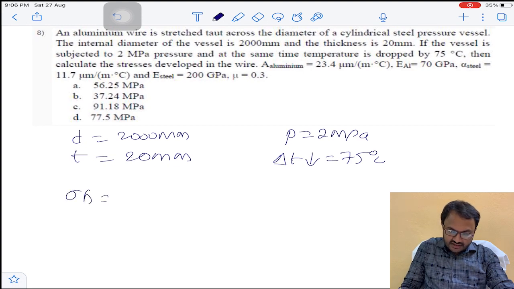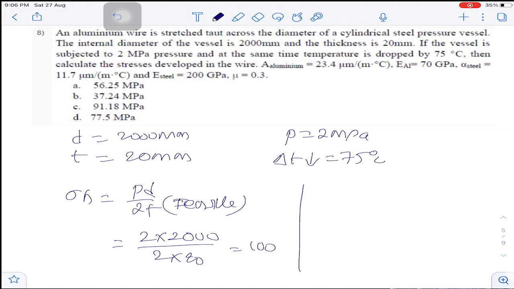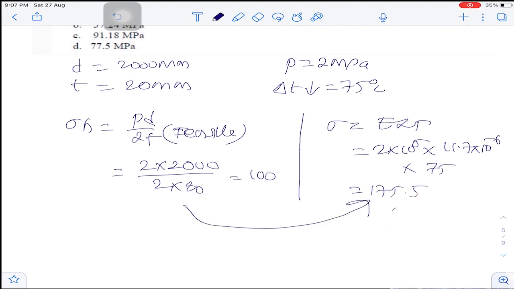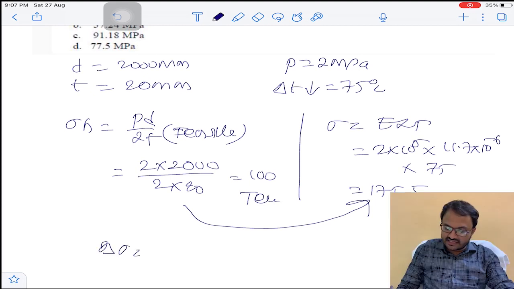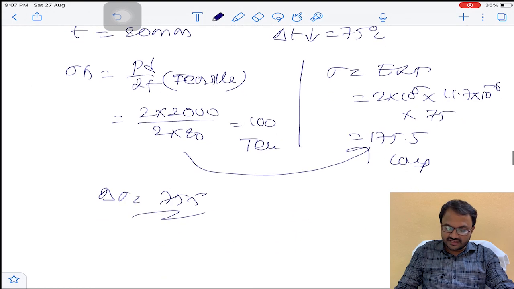First, stress due to pressure, hoop stress, PD by 2T. This is tensile stress. P is equal to 2, D is 2000, 2 into 20. So it will be 100. Because of temperature, stress is equal to E alpha T. E is equal to 2 into 10 power 5, alpha is equal to 11.7 into 10 power minus 6, T is equal to 75. It will be 175.5. So this is compressive, and the other is tensile. So delta sigma, that is net stress applied, is 75.5.